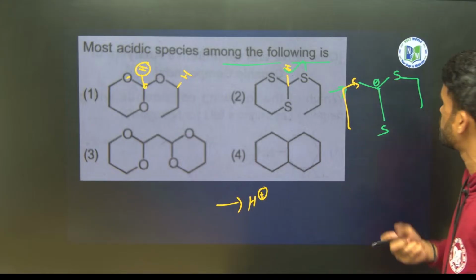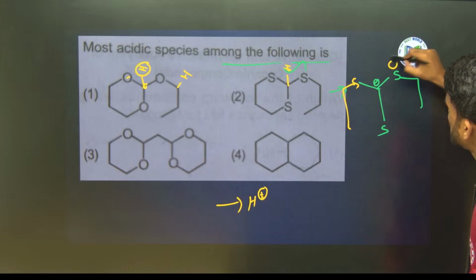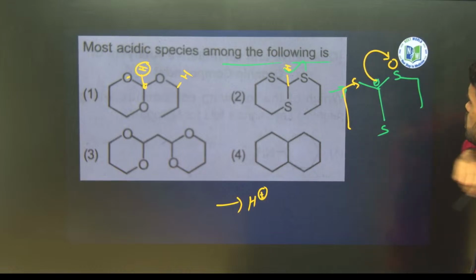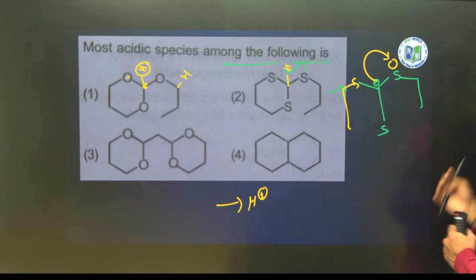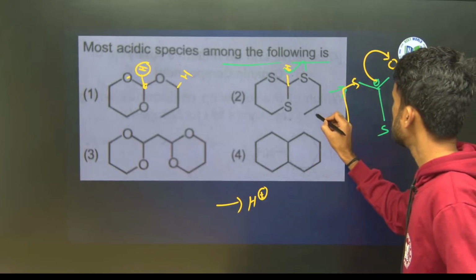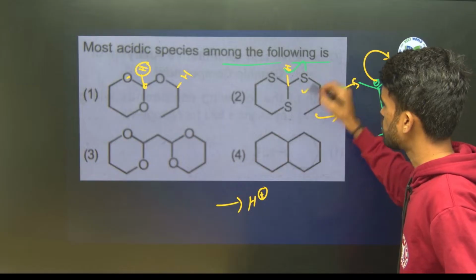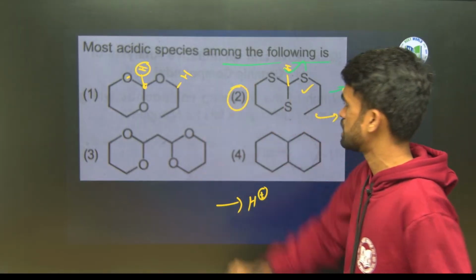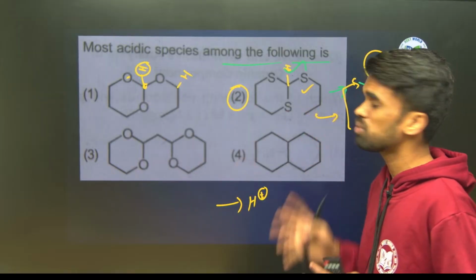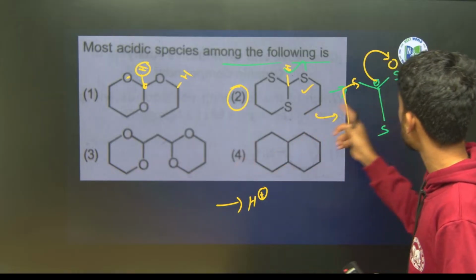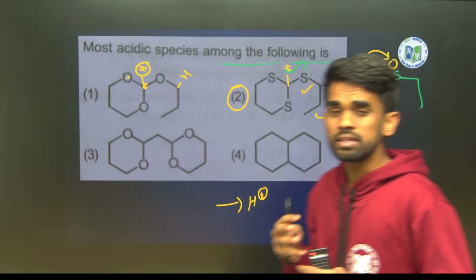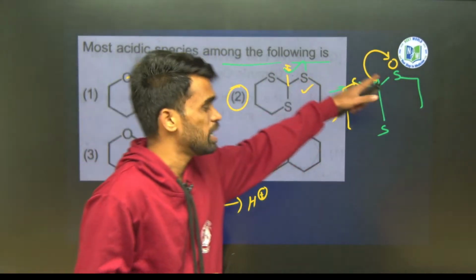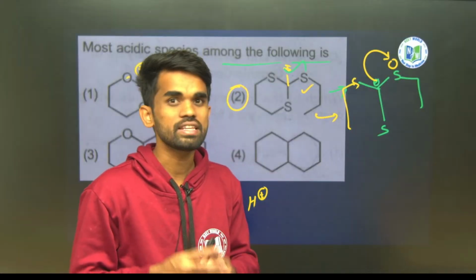Why is it more stabilized? Because sulfur has a vacant orbital, so this negative charge can be donated to that vacant orbital. Therefore, the conjugate base formed from this compound is more stable, and the second compound is more acidic. Why am I saying the second compound is more acidic? Because the respective conjugate base is stabilized by the delocalization of the negative charge of the carbon with the empty orbital of sulfur. That is the main reason.